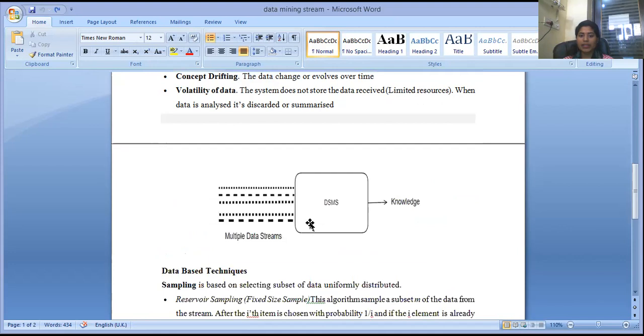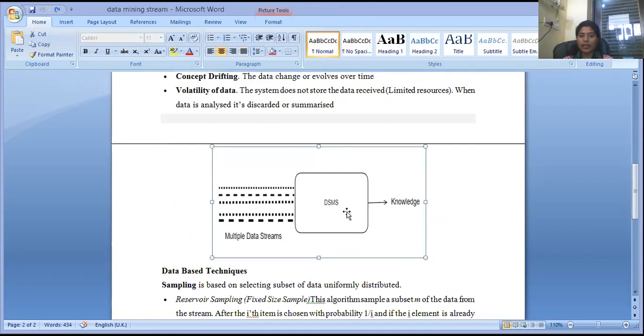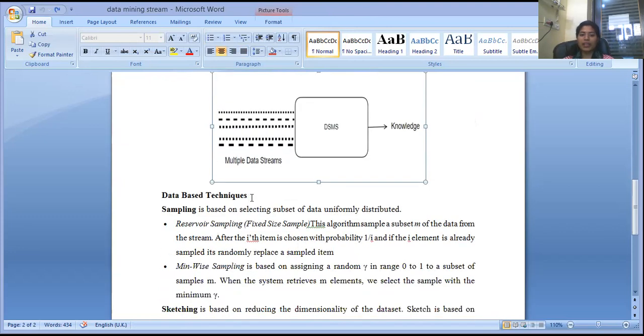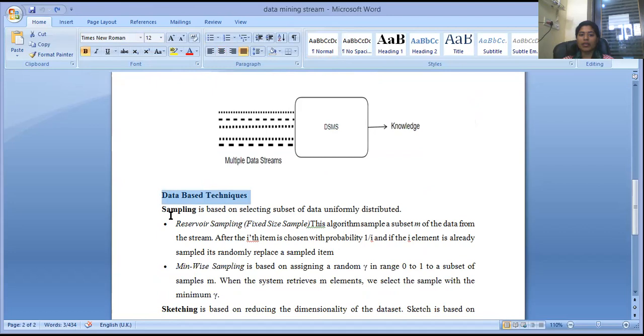So now, this is the diagram which is shown to you, the DSMS. Here multiple streams of data are coming in massive amounts, and all the data are stored, and you are analyzing and finding the useful data from these and getting that data, which is also known as the knowledge data. Clear? So database techniques are also used here, such as sampling.